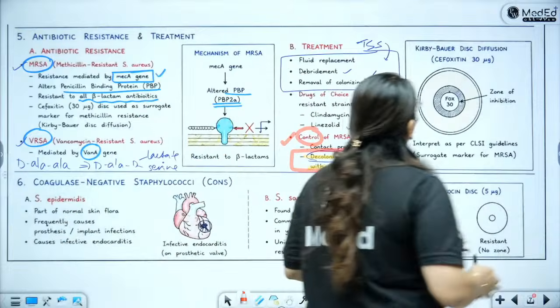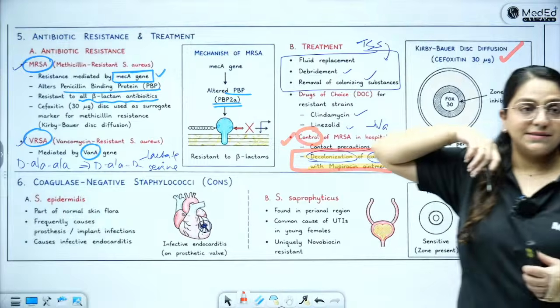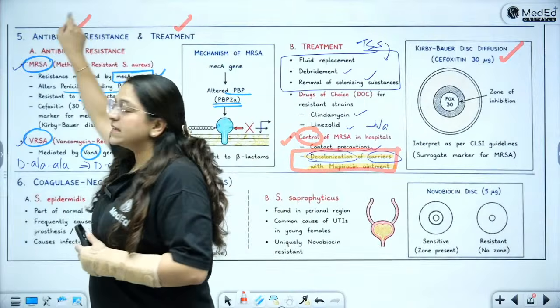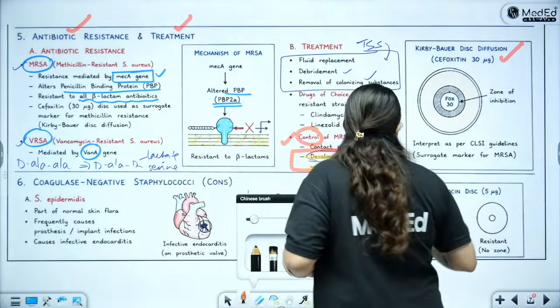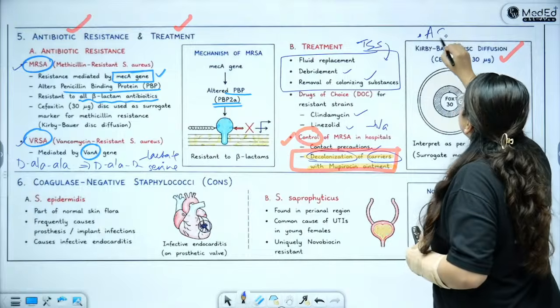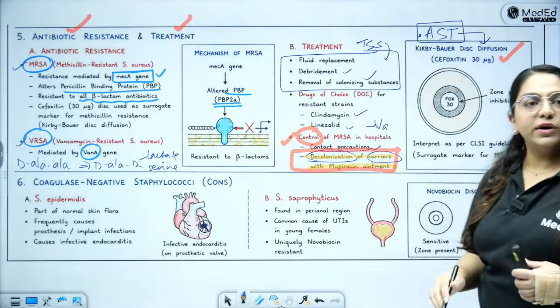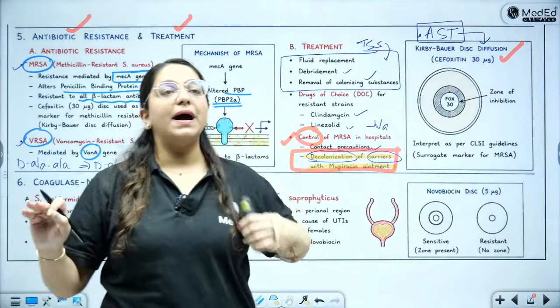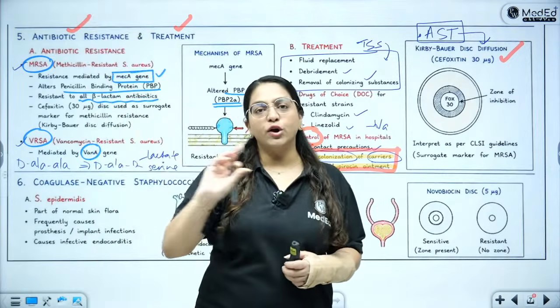Kirby-Bauer disc diffusion is the method of antibiotic susceptibility testing. Of course, no microbiology answer is complete without writing about AST, antibiotic susceptibility testing. How do you do it? You can do it by disc diffusion or broth dilution. For every answer, for every bacteria, first you make these two headings. That is disc diffusion and broth dilution.